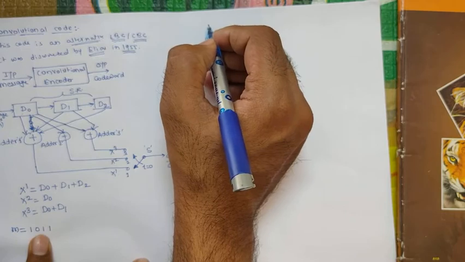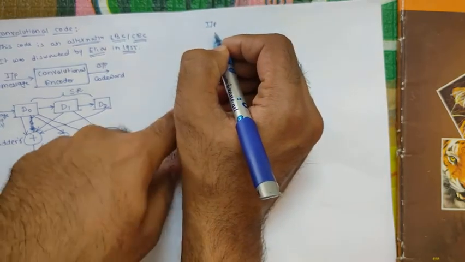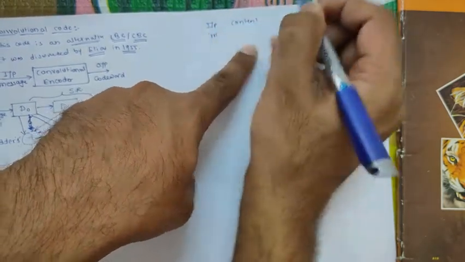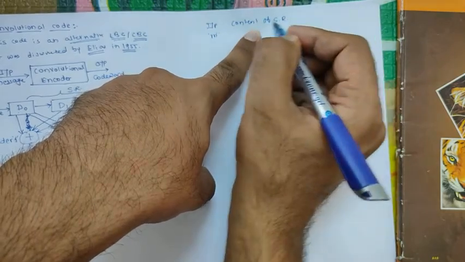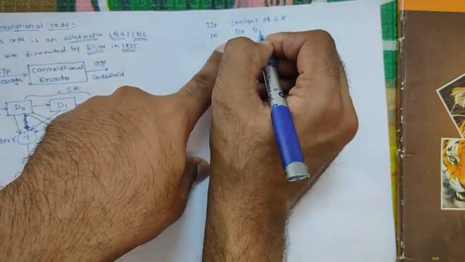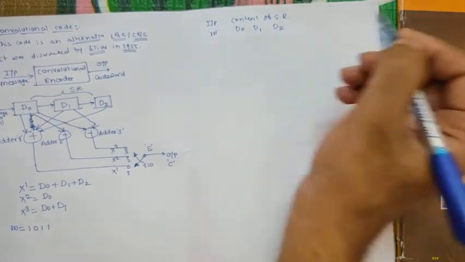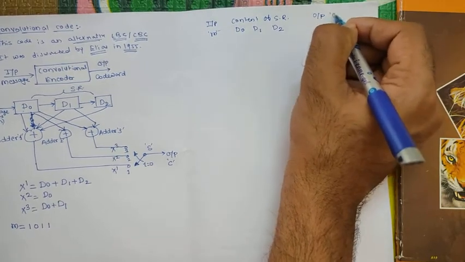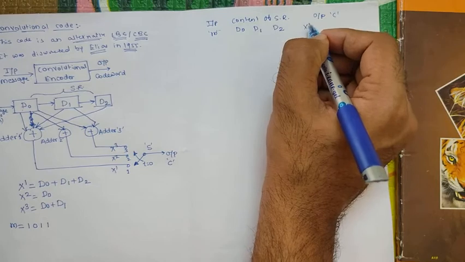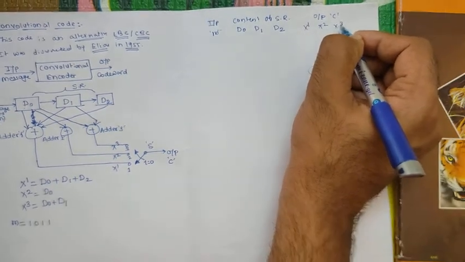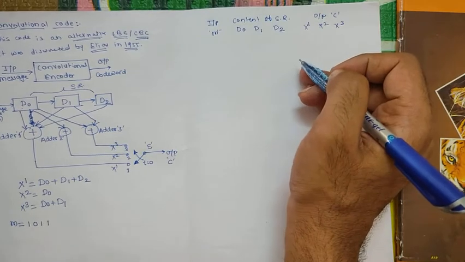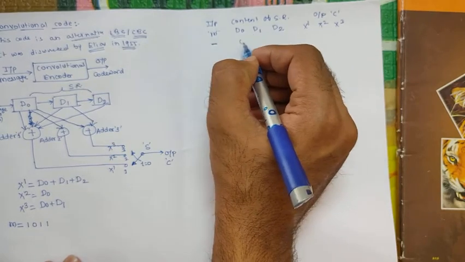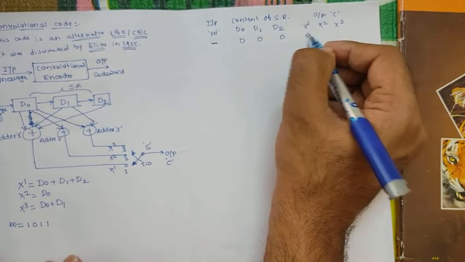The first column of this table is the input, that is m. Then the content of the shift register, so D0, D1 and D2. The next column is of the output code word C. So we are getting x1, x2, x3, these are the 3 bits we are getting in the output code word C. Initially, when no input is applied, the content of the shift registers is 0, so obviously we are not getting anything in the output.